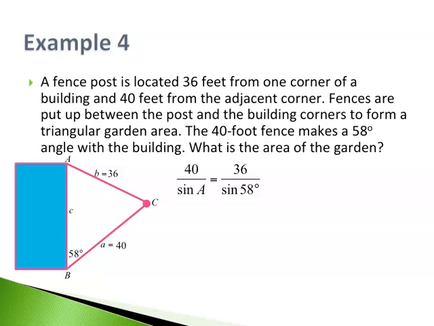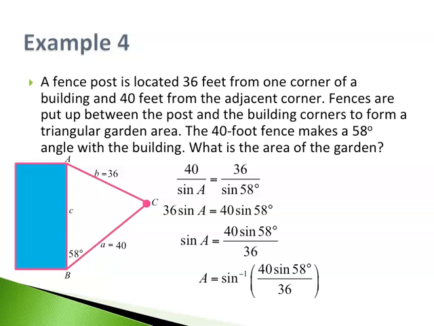So let's solve for angle A. Cross multiply, and then get sine of A by itself. And then to solve for angle A, we're going to take the sine inverse of that, and that gives us angle A is 70.4 degrees. Now angle C is going to be 180 minus angle A minus angle B. So angle C comes out to be 51.6 degrees.